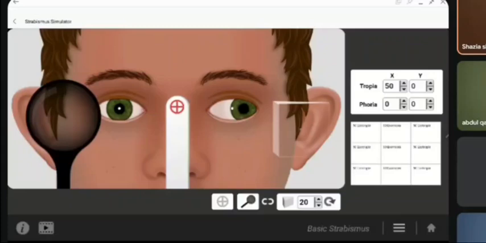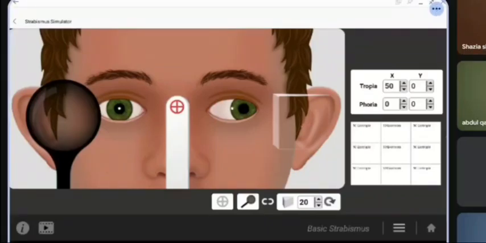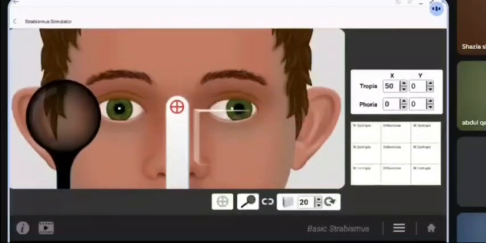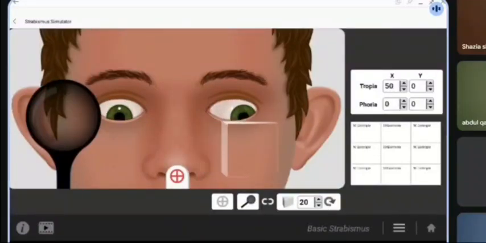Apex towards deviation is the leading answer that I can see right now. A lot of people are saying base in as well. Okay, we can go with a majority thing like apex towards the deviation. So here you can see this is the prism, and here is the one.